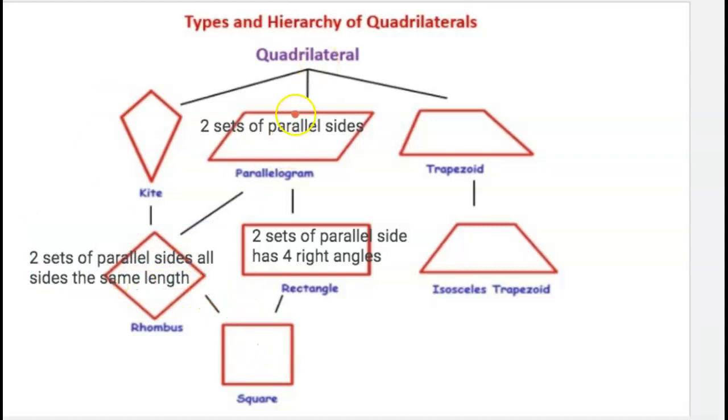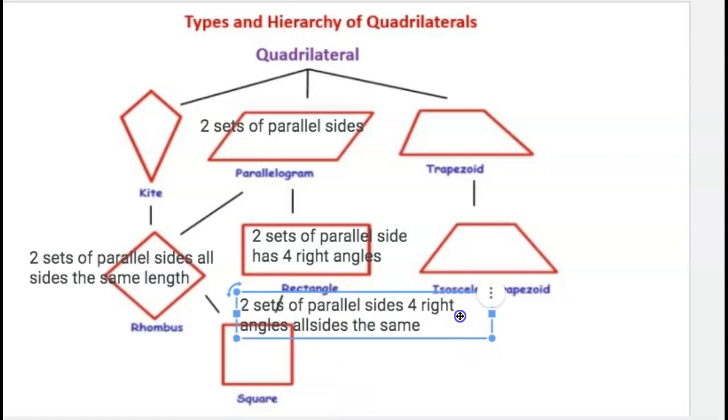So we're working our way down the chart. Parallelogram, this is a special parallelogram. This is a special parallelogram. Now we keep going through and we're going to end up with a square. A square is what we call the most restrictive. The square has the most requirements. Not just anybody can be a square. A square has to have 2 sets of parallel sides, 4 right angles, just like a rectangle. But it also has all sides the same, like a rhombus.